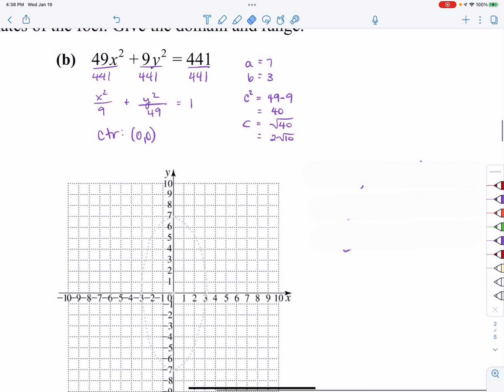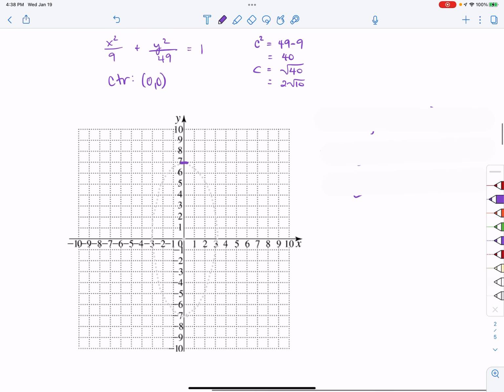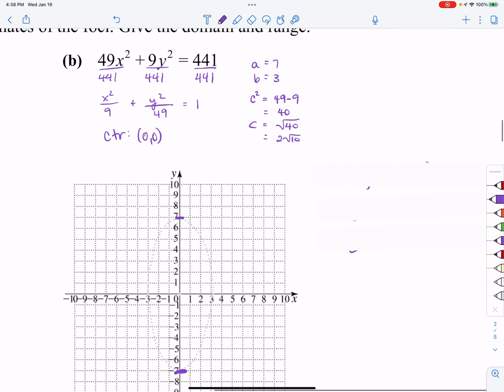So now I do have enough information to graph, so let's go ahead to the graph. My a value says that we're going to go up and down 7 from the center, and the center's at 0, 0. My b value says that I'm going to go right and left 3. So then this is enough to go ahead and graph.